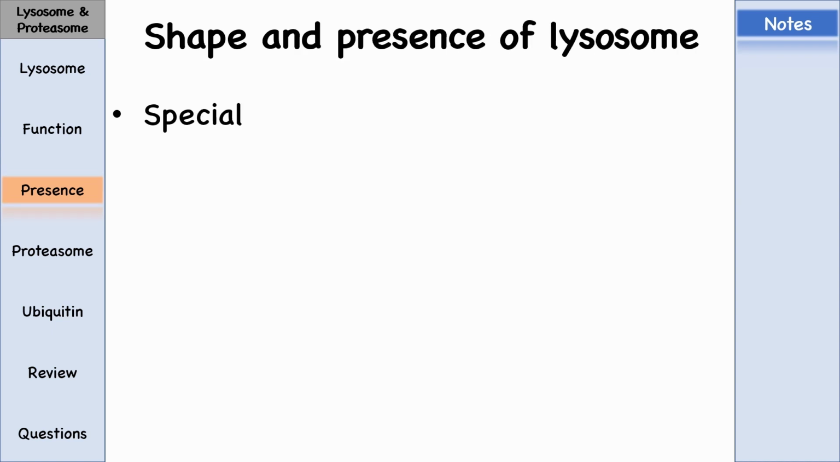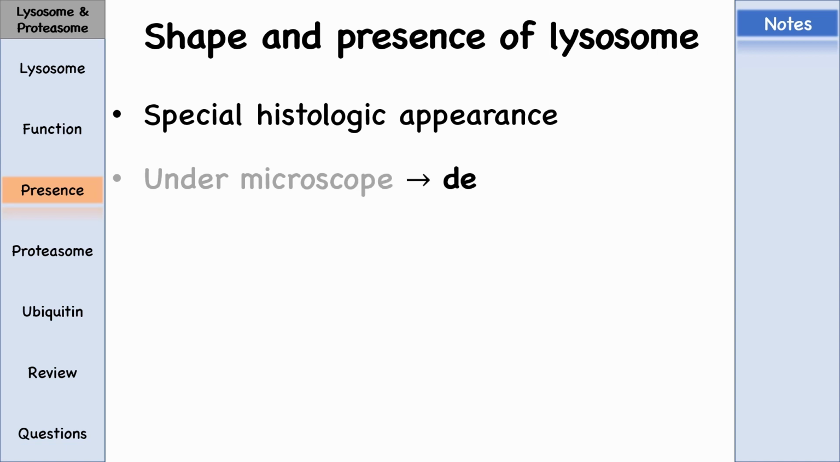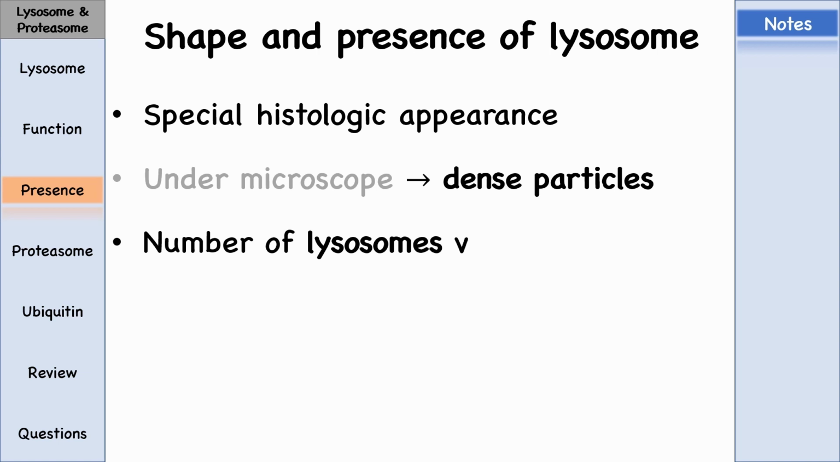Since lysosomes have many hydrolyzing enzymes, this makes them of special shape in histology, as they appear under the microscope as densely packed particles. And it must be mentioned that the number of lysosomes in the cell varies according to the function of the cell.